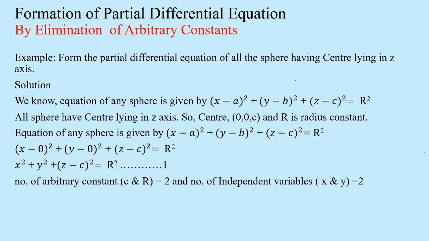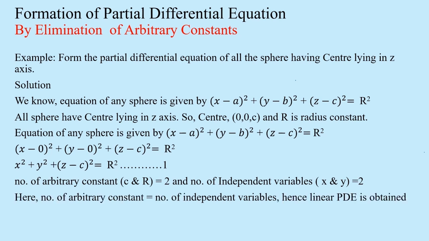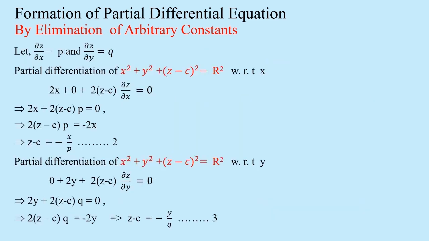That is c and r are arbitrary constants. So here number of arbitrary constants are 2. Number of independent variables again 2, because x and y are independent variables. So here number of arbitrary constants is equal to number of independent variables, hence linear PDE is obtained.